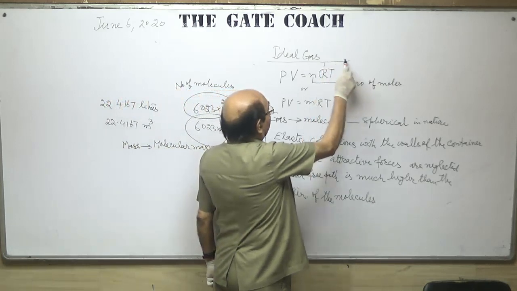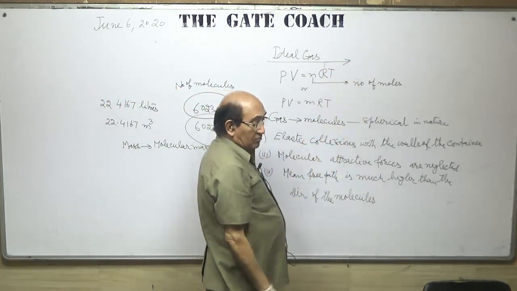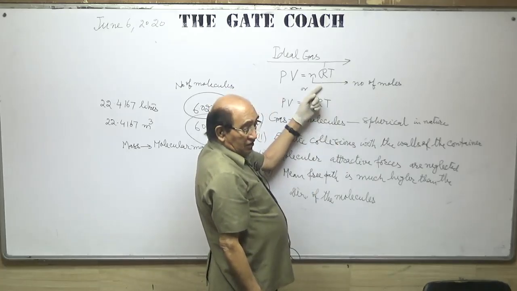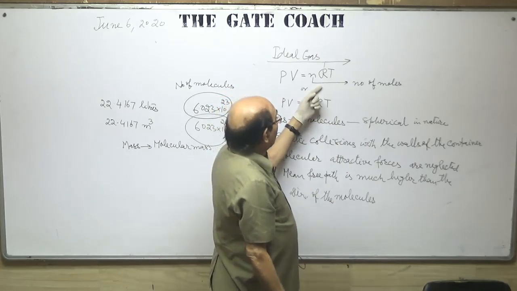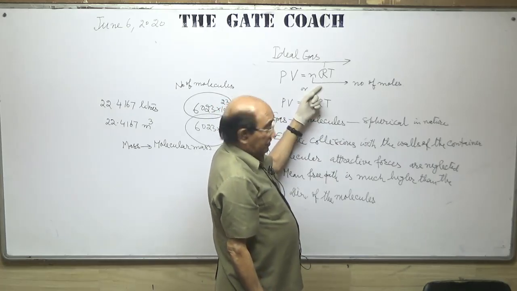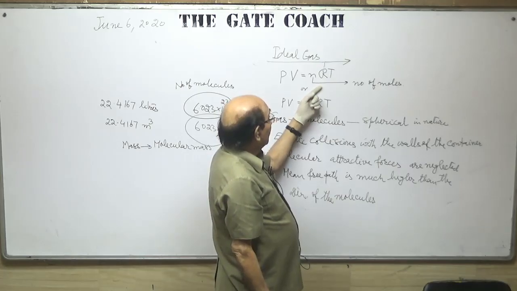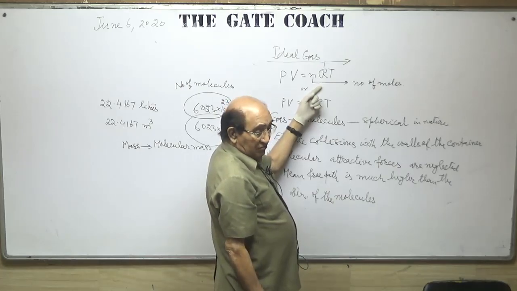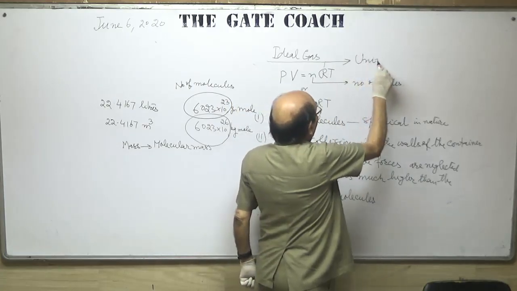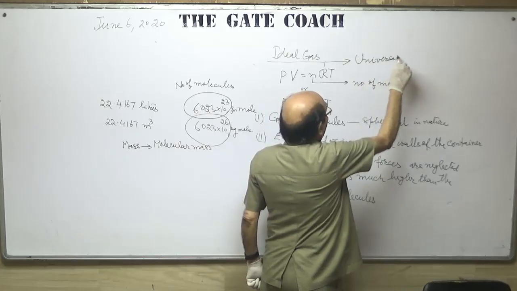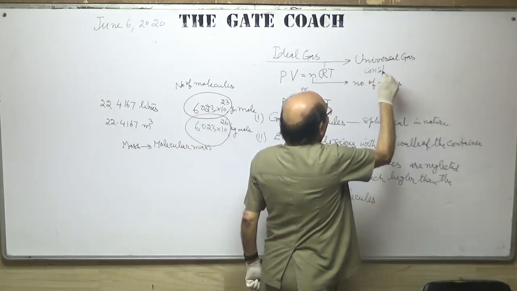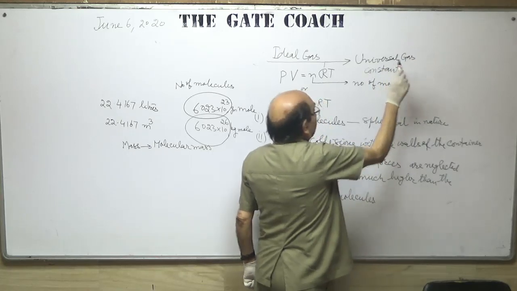And this value of R, this equation invariably holds good for all the gases. We say this is a perfect gas equation, universal gas equation, and this R is called as universal gas constant.